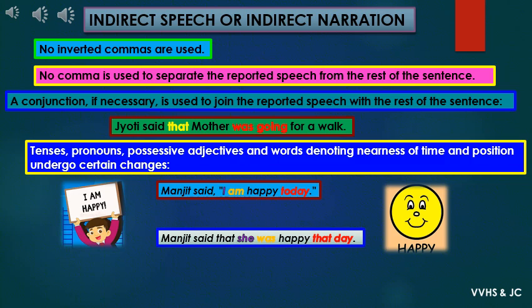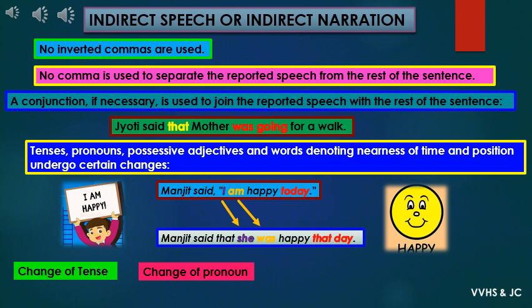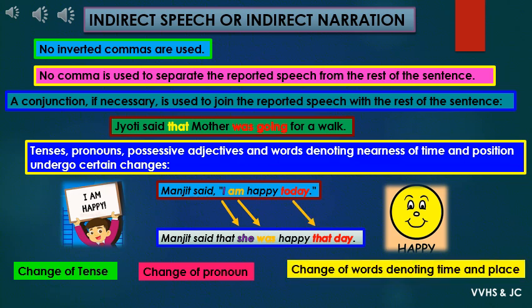Notice the change that took place in the indirect speech sentence. First, addition of the conjunction "that" after the reporting verb said. Change of pronoun from I to she in the indirect speech. Change of tense from simple present to simple past, from am to was. And change in the word denoting time, that is today becomes that day. Now let's understand these rules, that is change of tense, change of pronoun, change of words denoting time and place in detail.